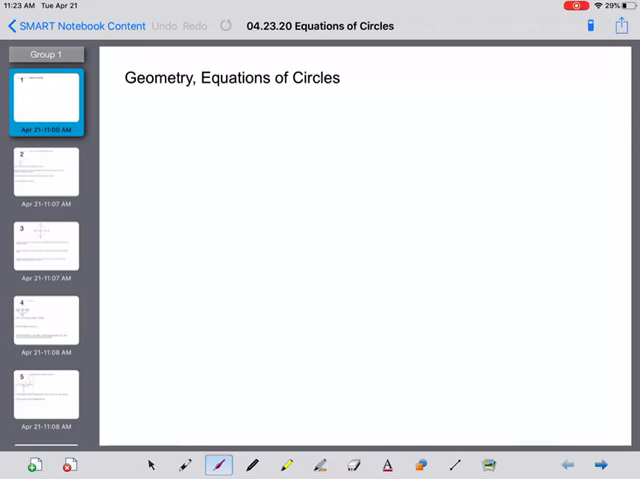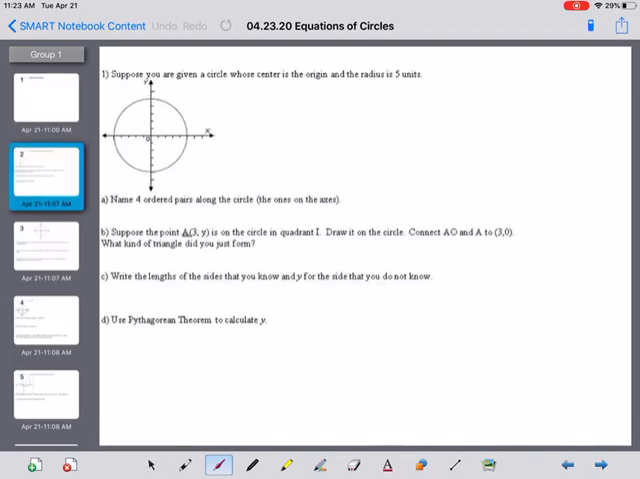Hello everybody. Today you're going to learn about equations of circles. Just like you've learned equations of lines and parabolas, etc., circles have a specific form of an equation, which means you'll be able to find any ordered pair on the circle from the equation.